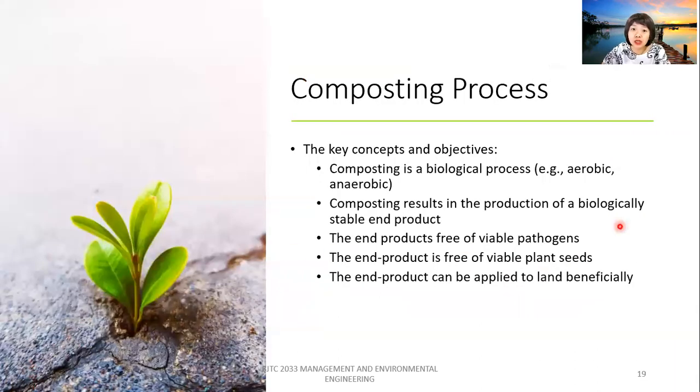Okay, so what is the composting process? The key concept and the main objective of composting is a biological process. Composting also results in the production of a biologically stable end product. And the end product needs to be free from pathogens and free from plant seeds. Why? If not, it will grow out of your composting box, and it can also be applied to the land beneficially. So we can put it on the land as an activator.